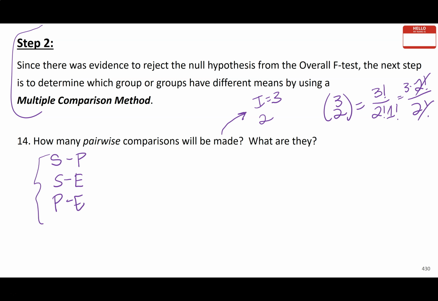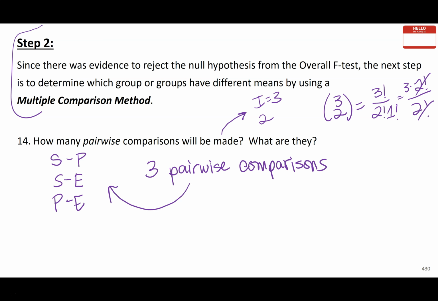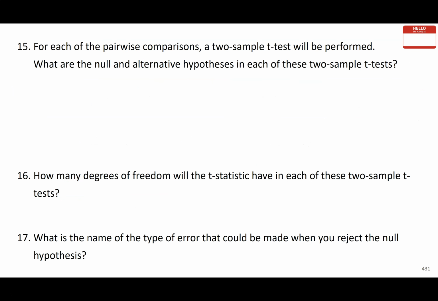And the idea is comparing simple to pairwise is the same as comparing pairwise to simple. Because if I find that simple is different from pairwise, I'm going to find that pairwise is different than simple. So order here is not mattering too much. That's how many. I have 3 pairwise comparisons. And that's what they'll be. So for each of them, we're going to go ahead and perform a 2-sample t-test. What are the null and alternative hypotheses?